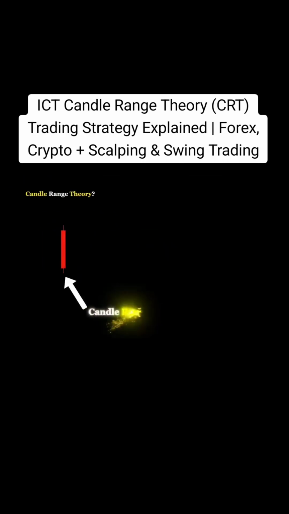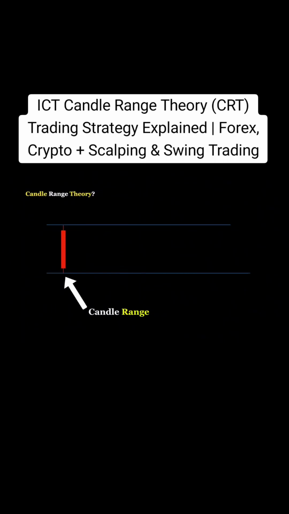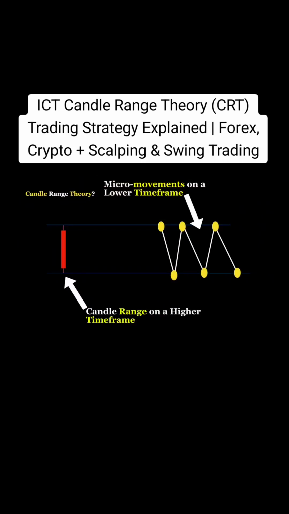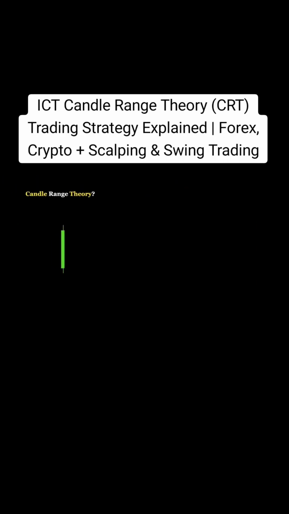Candle range theory, or CRT, is built on a simple but powerful principle. Every single candlestick on your chart is more than just a shape. It represents a complete range of price action. Think about it this way. When you look at a candle on a higher time frame, that candle reflects the overall movement of the market during that period. But when you zoom into a lower time frame, you'll see the smaller micro movements that actually created that candle.